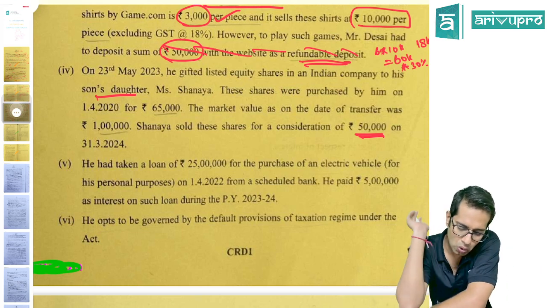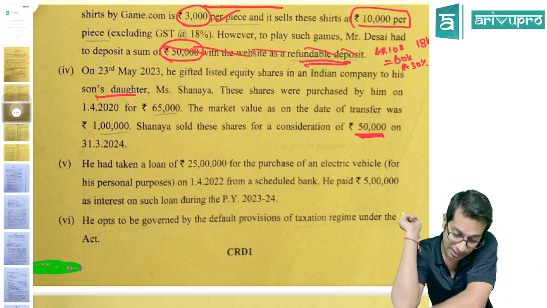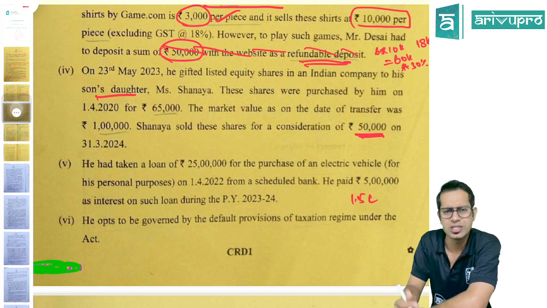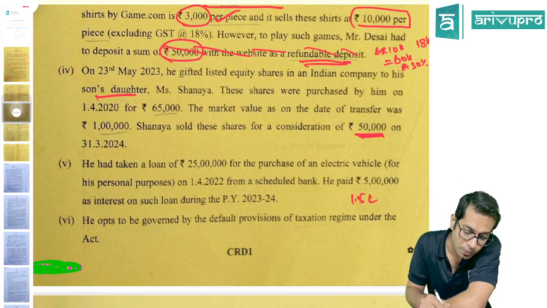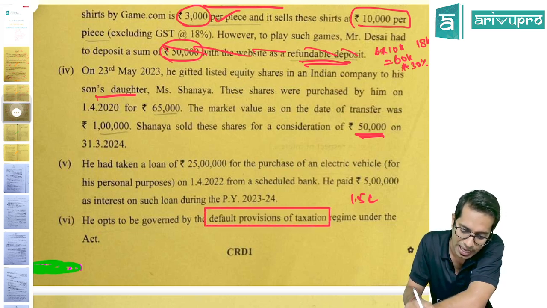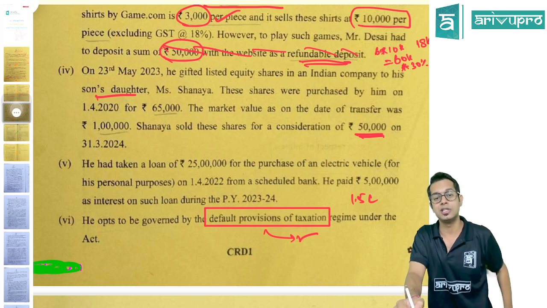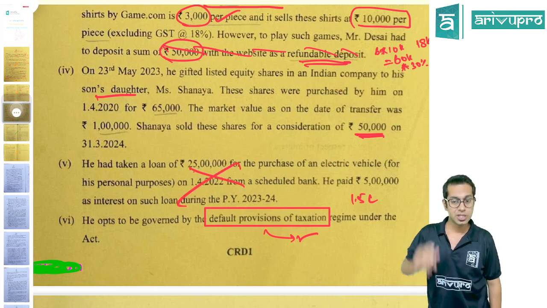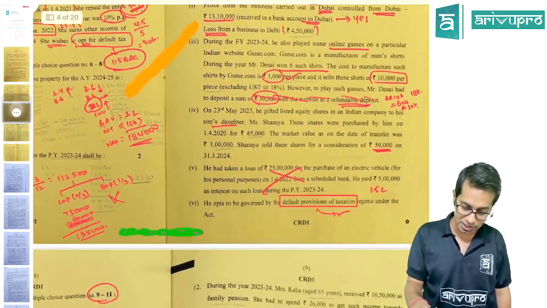He had taken a loan of 25 lakh for purchase of an electric vehicle on 1/4/2022 from a scheduled bank. 5 lakh was the interest which he has paid. So electric vehicle interest allowed is up to 1.5 lakhs. Now he opts to be governed by the default tax regime. That means, sir, you will not get any benefit of deductions. Correct? Not correct?